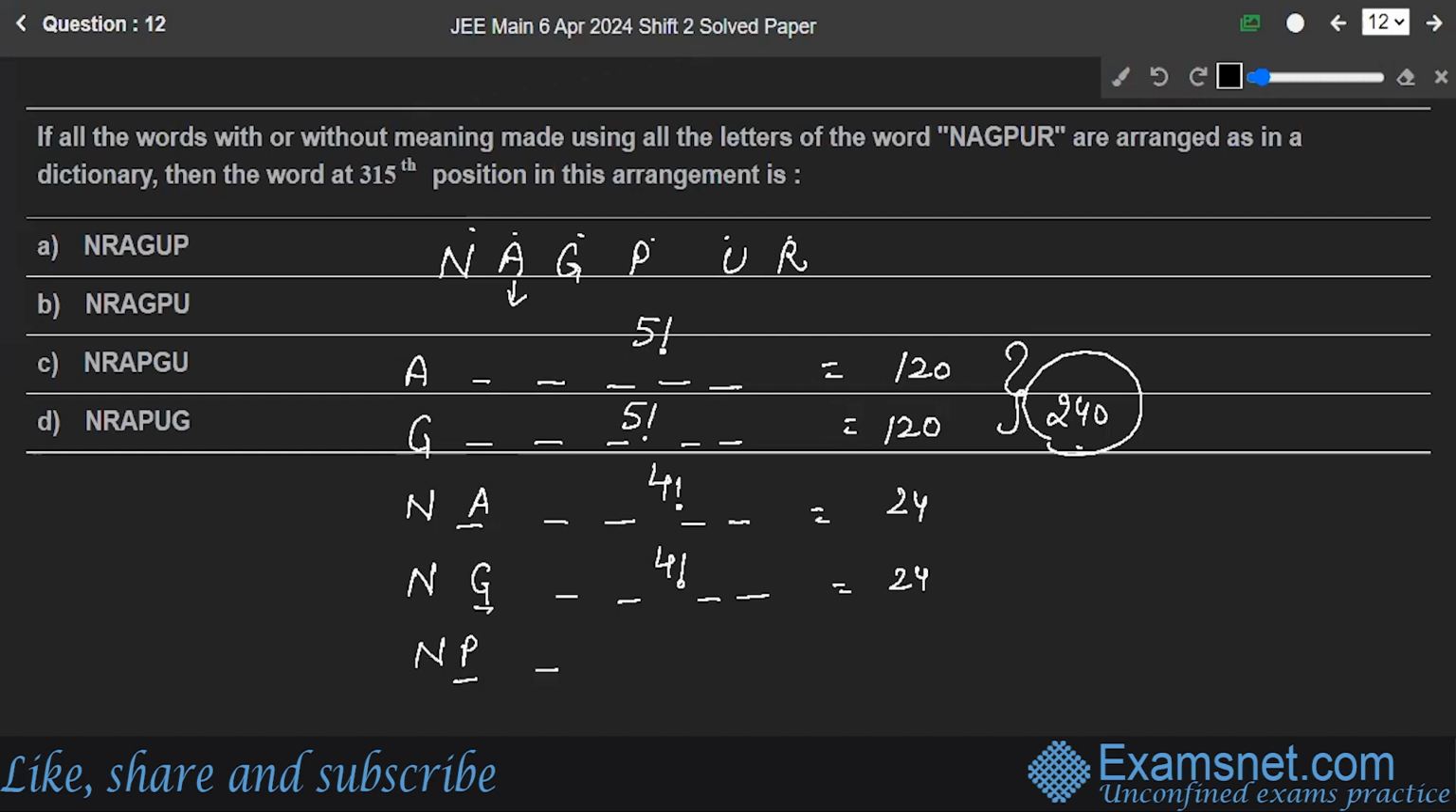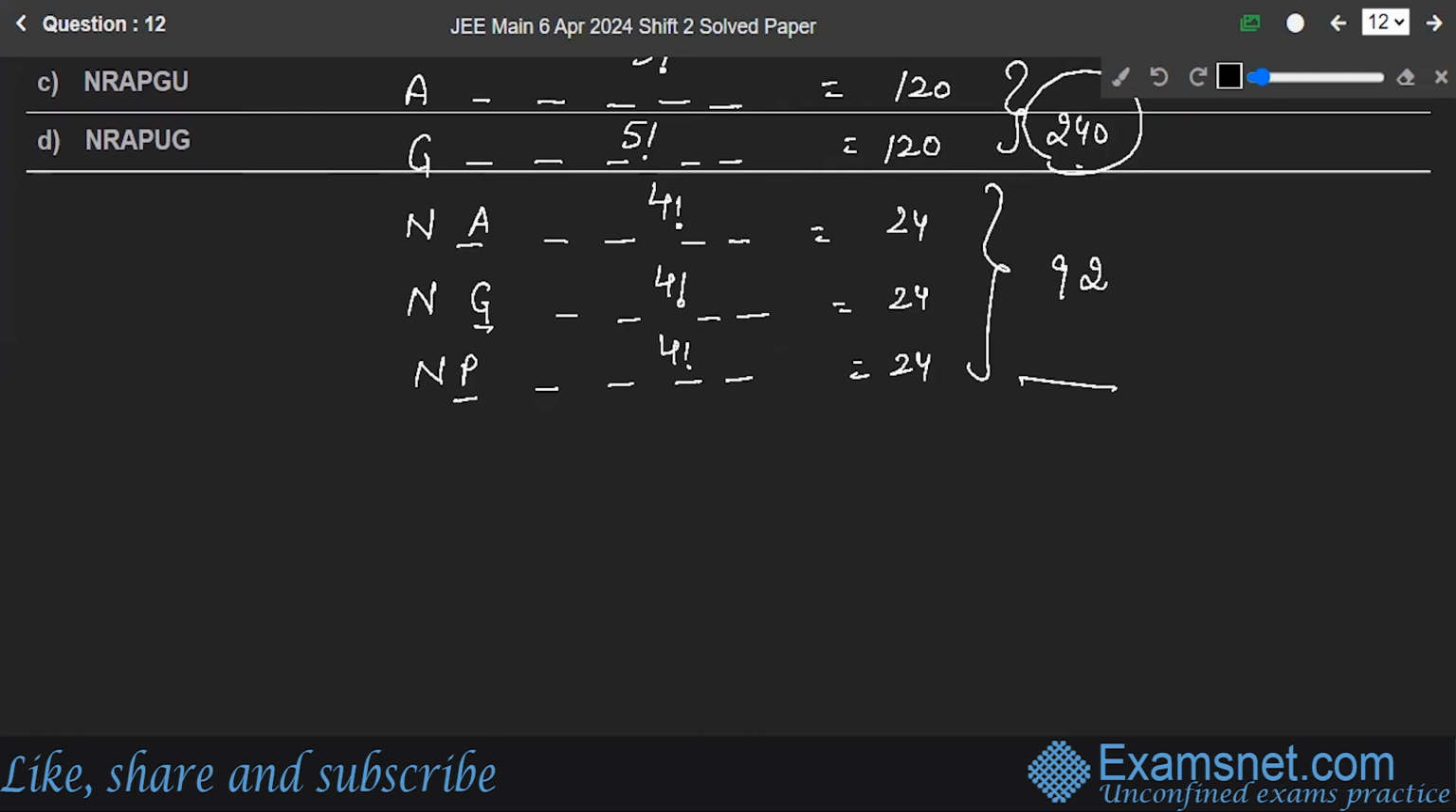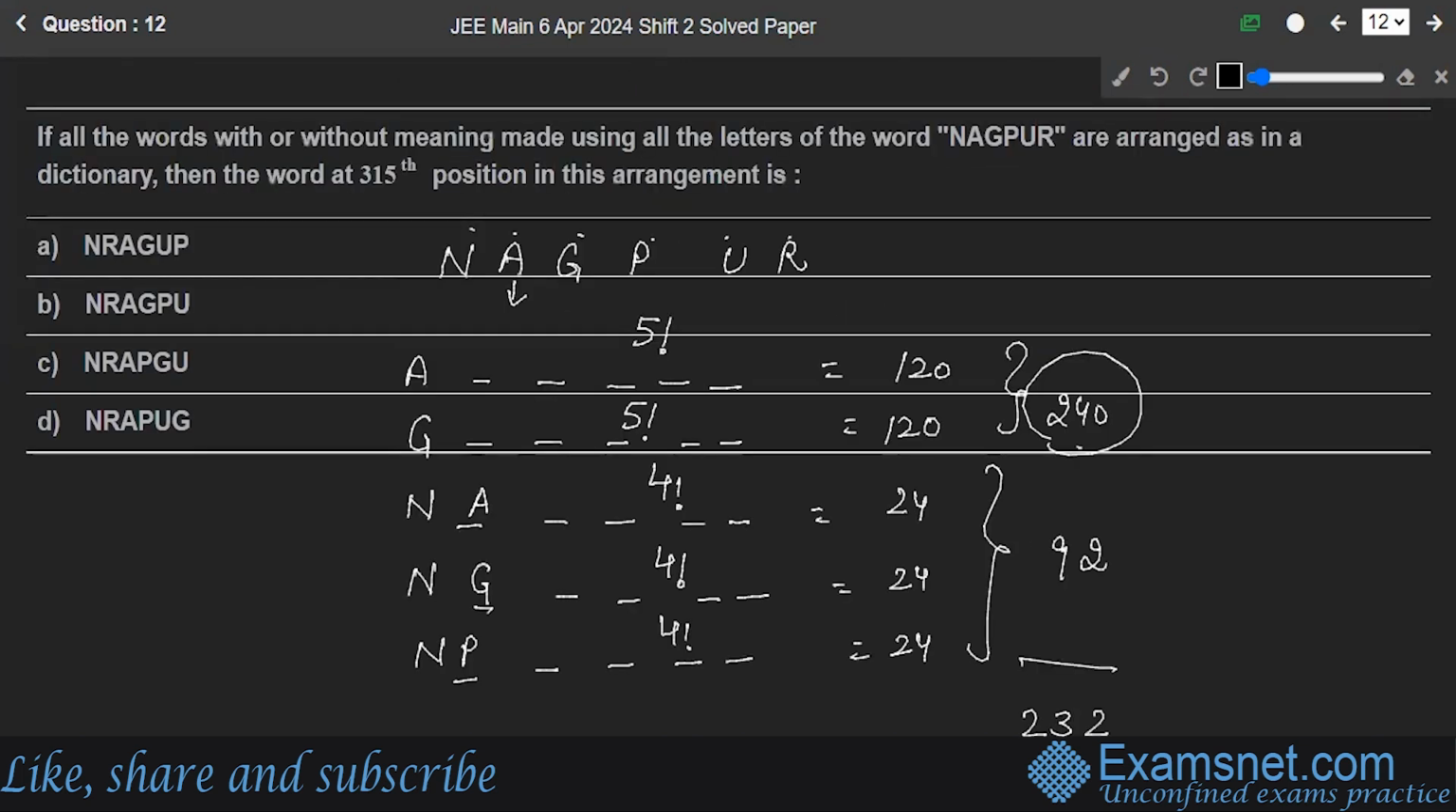N P, 1, 2, 3, 4. 4 factorial ways, which is equal to 24. This gives me a total of 72, and this gives me a total of 312. Now that means we have to reach the 315th position.